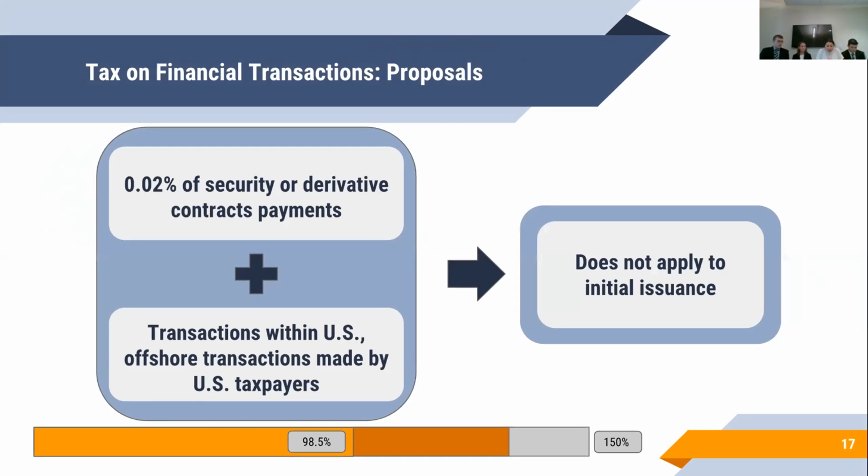We propose that we should impose a tax on the purchase of most securities and on transactions involving derivatives. The tax would be 0.02% of the value of the security or derivative contract payments. It would not apply to the initial issuance of stock or debt securities. It would apply to transactions that occurred within the U.S. and any offshore transactions made by a U.S. taxpayer. This proposal is a deviation from the CBO's similar proposal that uses a 1 basis point tax.